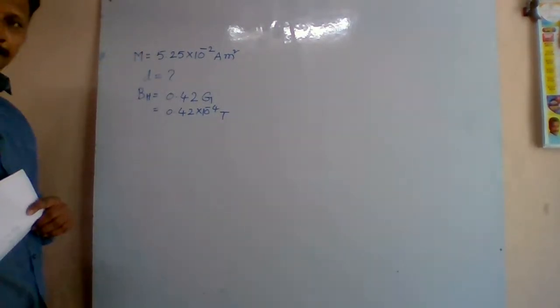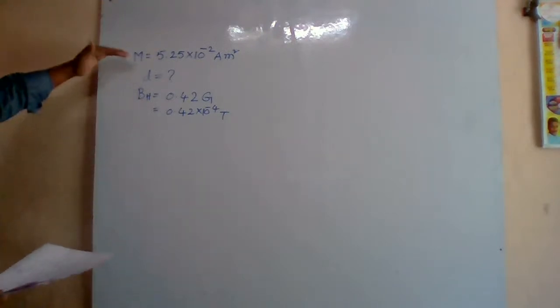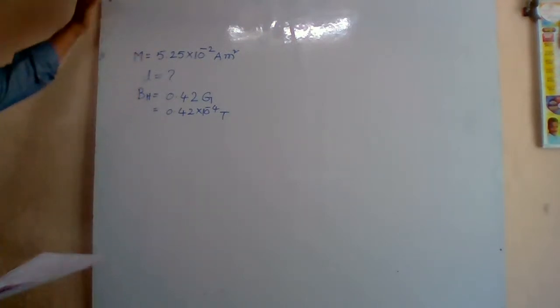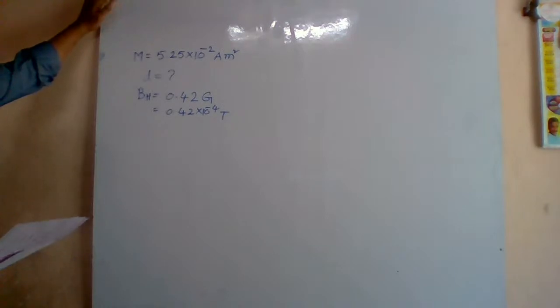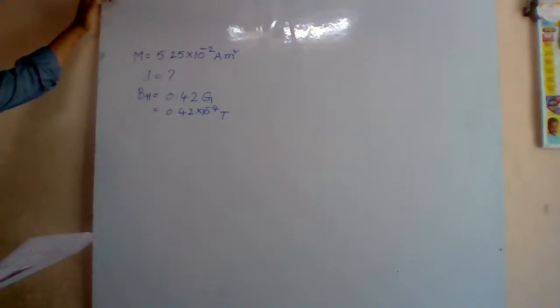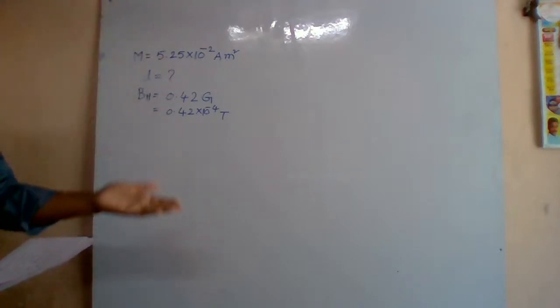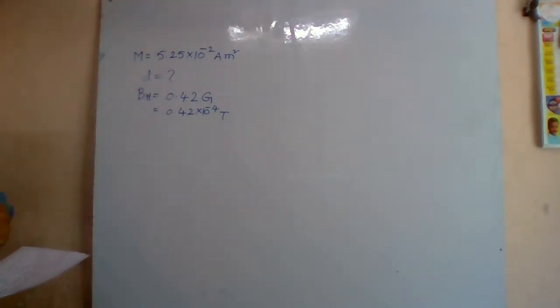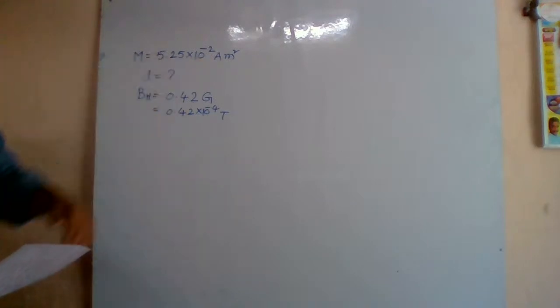Gauss is converted to Tesla. Is it clear? Okay. Now you have M given, BH given, d is equal to how much? But what is the given condition here? The given bar magnet is placed perpendicular to the Earth's magnetic field direction. Earth's magnetic field direction is nothing but what? Geographically south to north. So the magnet is placed in the east-west direction.